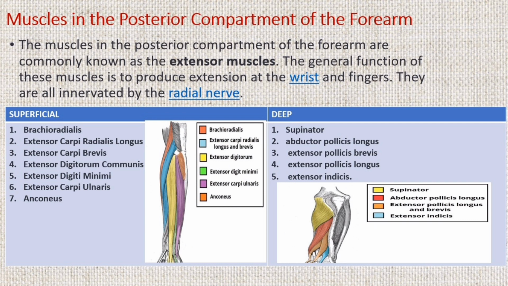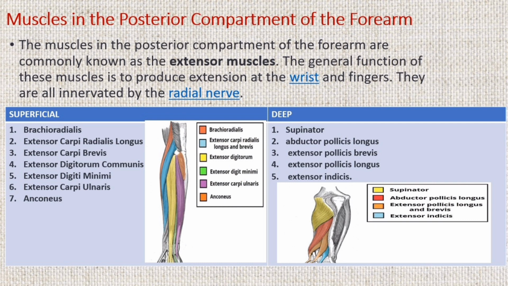Actions. Extends at the metacarpophalangeal and carpometacarpal joints of the thumb. Innervation. Radial nerve posterior interosseous branch. Extensor pollicis longus. The extensor pollicis longus muscle has a larger muscle belly than the EPB. Its tendon travels medially to the dorsal tubercle at the wrist, using the tubercle as a pulley to increase the force exerted. The tendon of the extensor pollicis longus forms the medial border of the anatomical snuffbox in the hand.